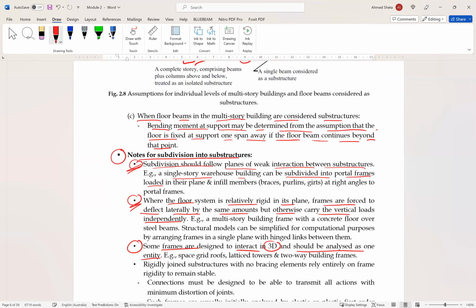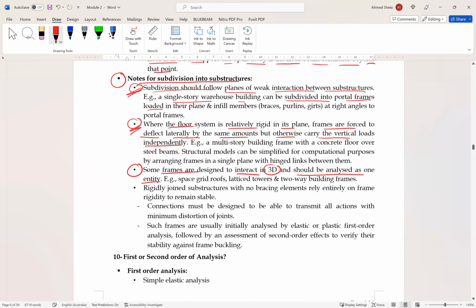So if the structure is designed as 3D, you cannot subdivide it. Rigidly joined substructures with no bracing elements rely entirely on frame rigidity to remain stable.